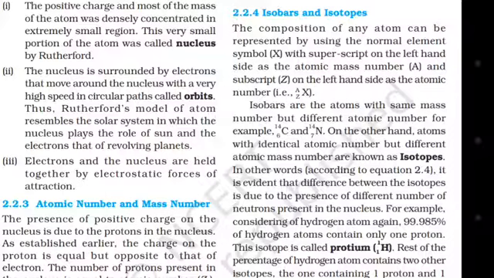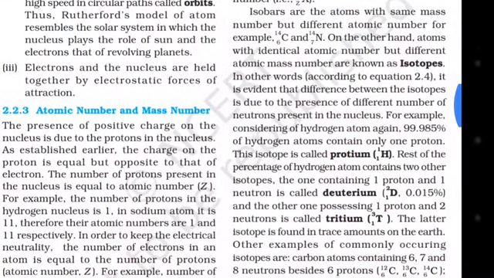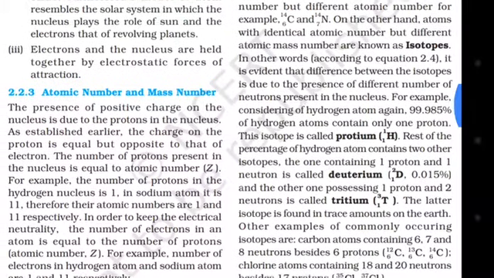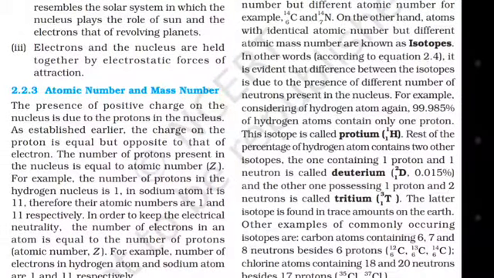On the other hand, atoms with identical atomic number but different atomic mass are known as isotopes. In other words, according to equation 2.4, it is evident that the difference between the isotopes is due to the presence of a different number of neutrons in the nucleus. For example, considering the hydrogen atom again, 99.985% of hydrogen atoms contain only one proton. This isotope is called protium, 1H1. The rest of the hydrogen atoms contain two other isotopes.